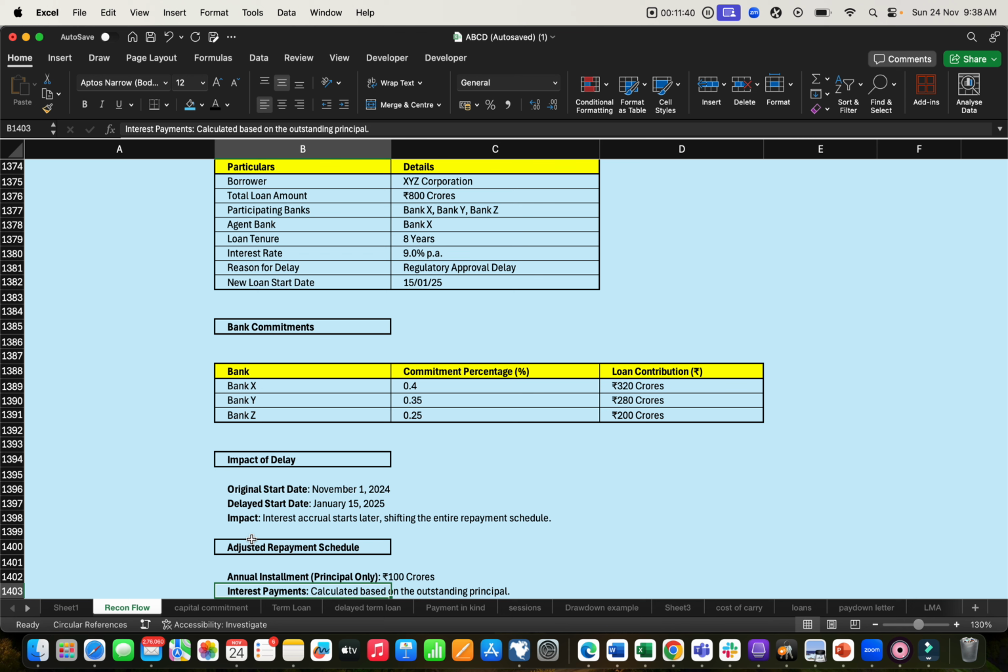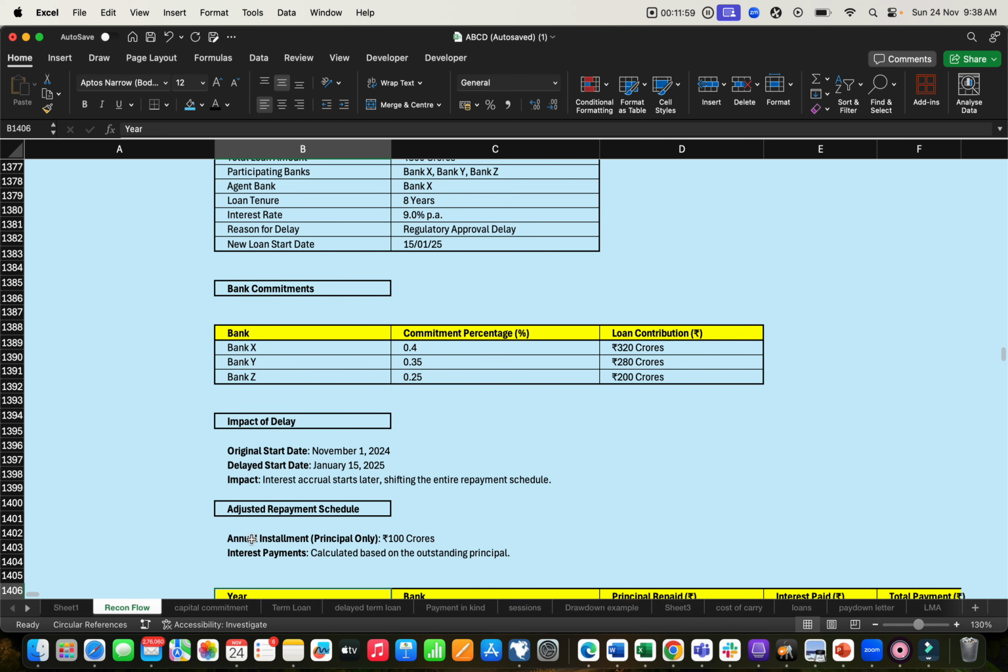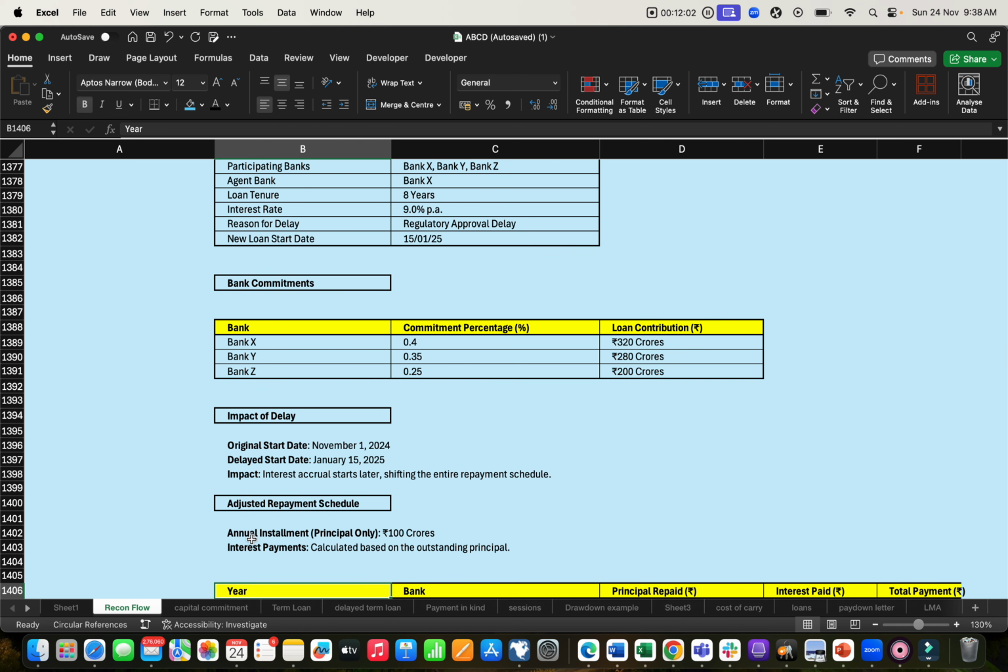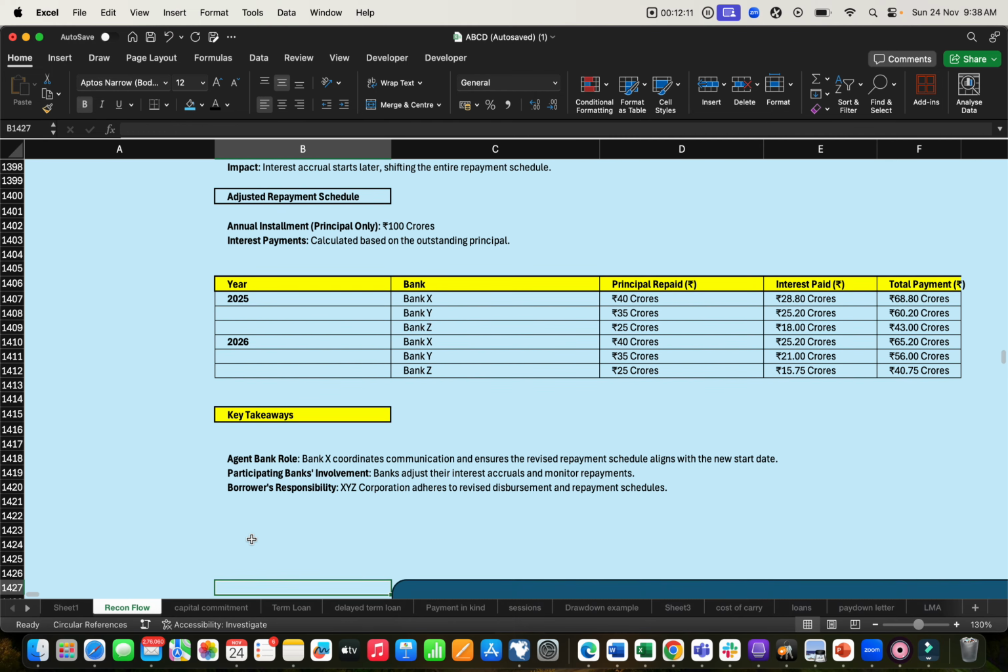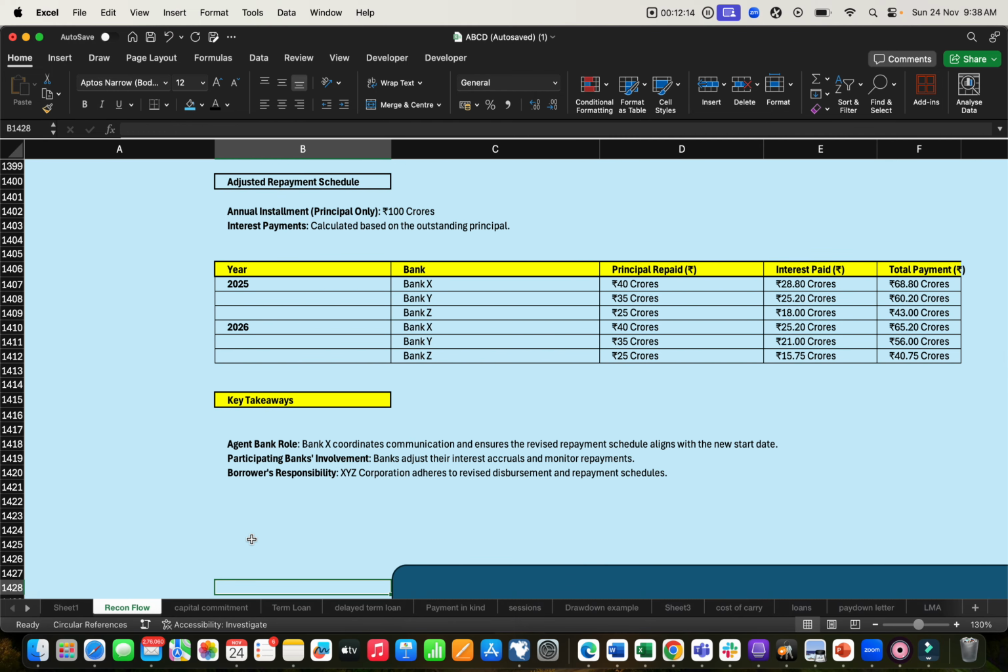The interest accrual starts later, shifting the entire repayment schedule. So what happened: the payment has been released on November 1st, but the interest payment and the principal will start from January 15 due to the regulatory approval delay. If the lender is giving this leverage, he will charge higher interest, but all this should be mentioned in the pricing letter when they release, and what they agree on.